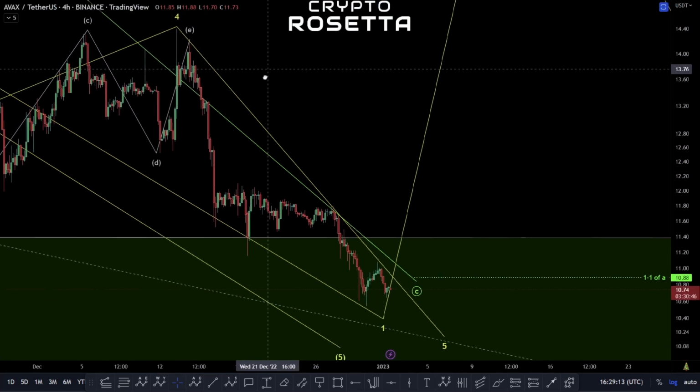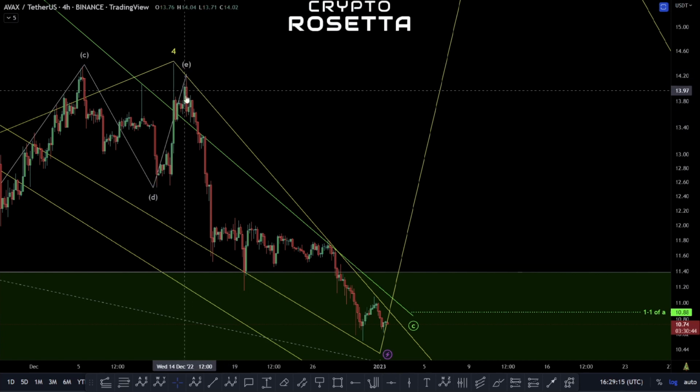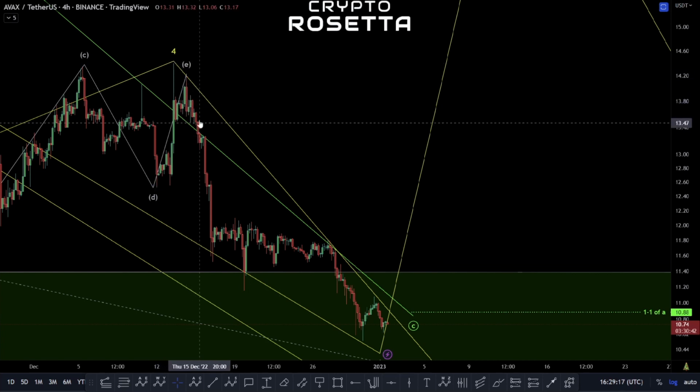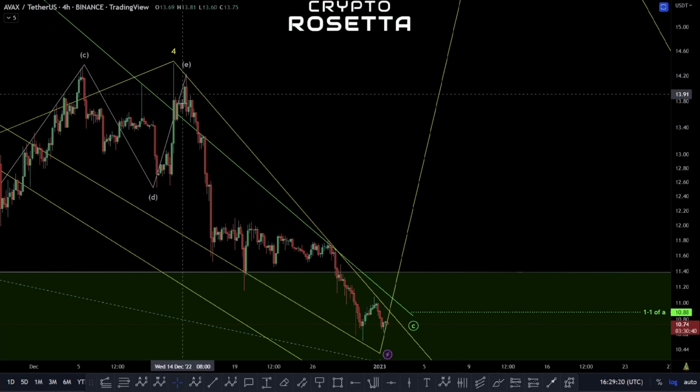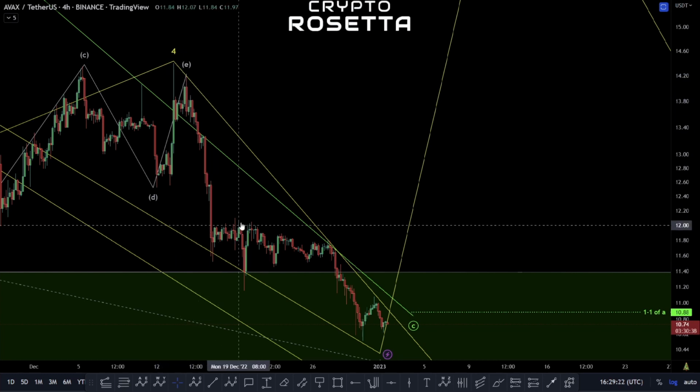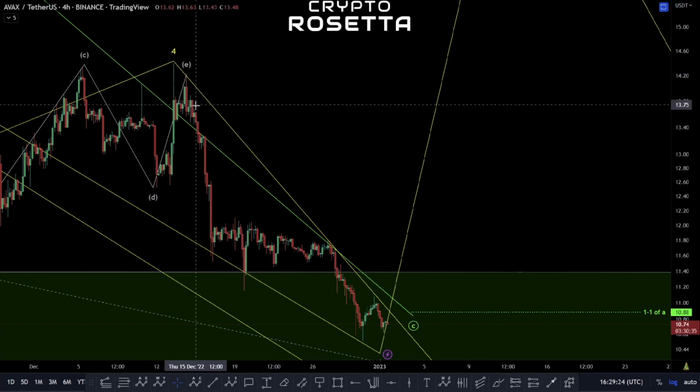So if we're looking at it in this regard, effectively what we'd have is a 1, 2. We'd have to look at this as a wave 1. This is a wave 3, 4, and a 5. Or there is an extension. Okay, so that's what it is.